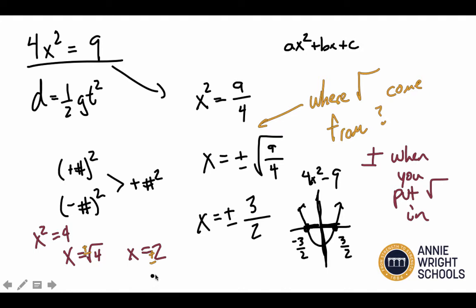Good? That's the easiest kind of solving a quadratic equation, when there is no squared term. It doesn't make it too difficult. You just isolate x squared, take the square root of both sides.